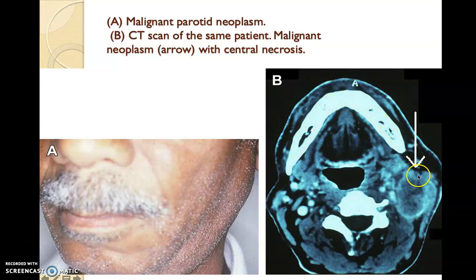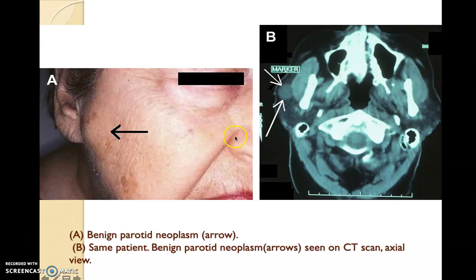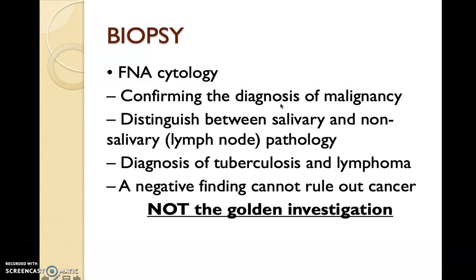Okay. So this is the mass. Okay. It's from the parotid gland. Okay. So this is another one from the parotid gland. Okay. So this is the CT scan too, because you can see the bone here, and then this is the mass. Okay. So after the radiograph, then we can go to the invasive one, which is biopsy.